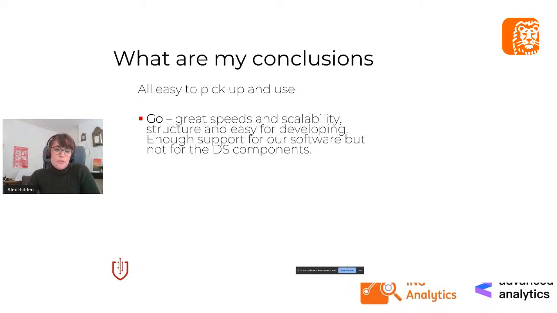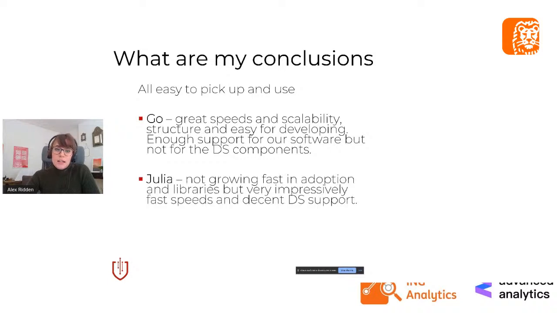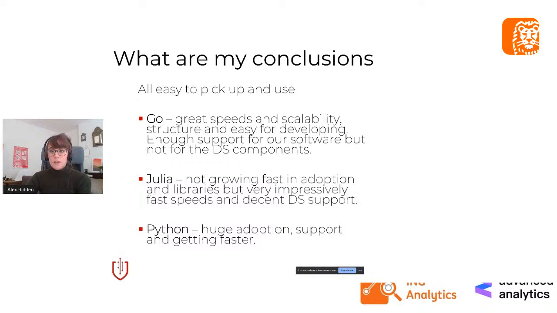So what's Go great for? Speed, scalability, structure, ease of development. And I found that there's enough support for the software, but certainly not for data science yet, at least. Julia, I think the biggest challenge it's facing is that it's not growing fast enough in adoption. It's really quite impressive when you look at the speeds compared to Python and R. And it does have good data science support. And then finally, Python: huge adoption, massive amount of support, and I do believe it's getting faster.